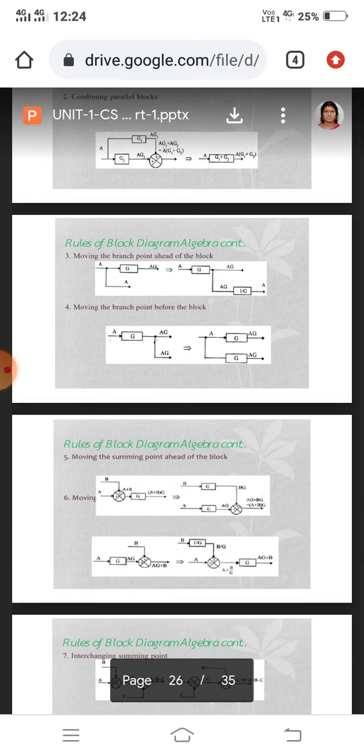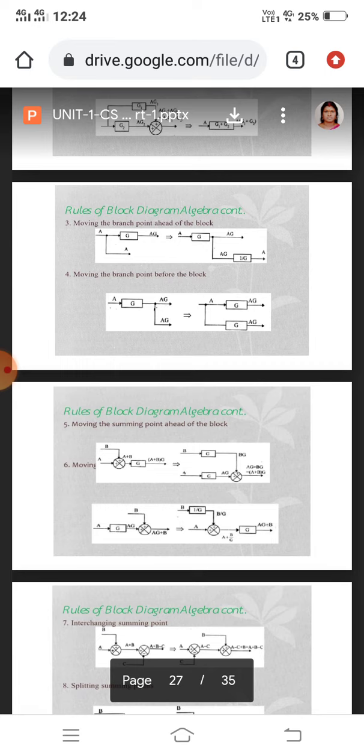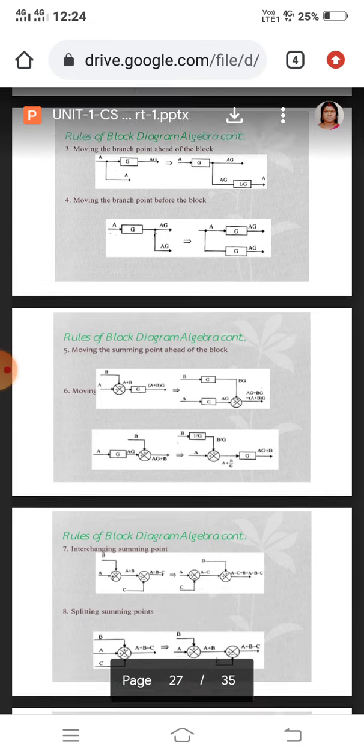Fifth one is moving the summing point ahead of the block. Here one summing point is in front of the system, and that summing point moves ahead of that G system. Seamlessly, we receive each point having each system. Sixth rule is moving the summing point before the block. When the summing point moves before the block, 1 by G1 comes across that summing point.